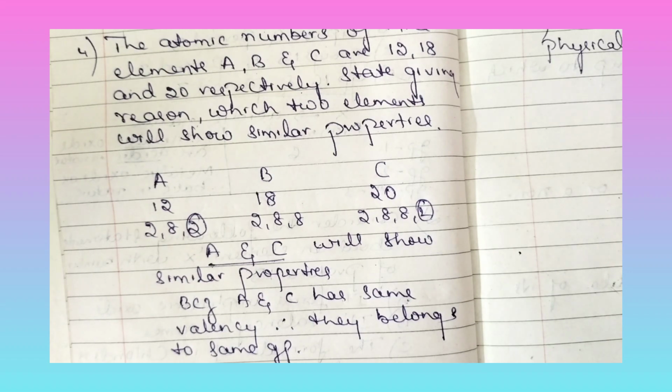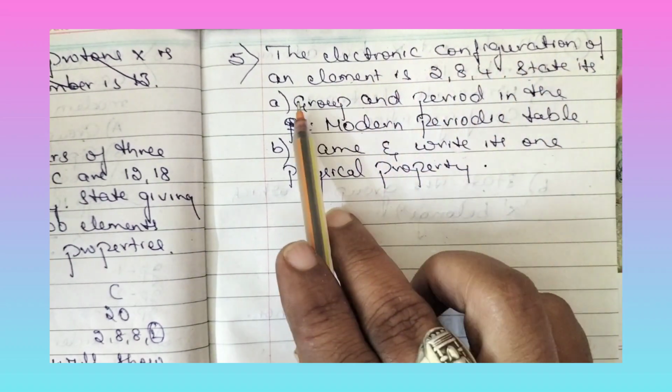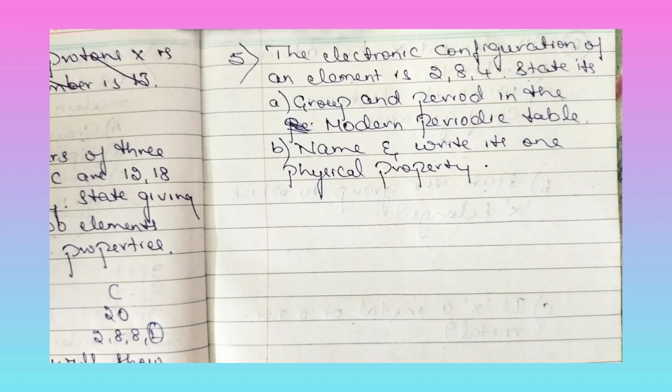Now let us move to question number 5. Question number 5 is: the electronic configuration of an element is 2, 8, 4. State its group and period in the modern periodic table. Name and write its one physical property.